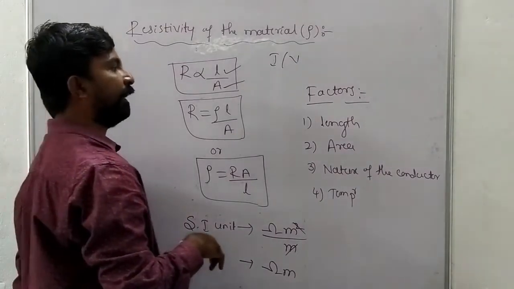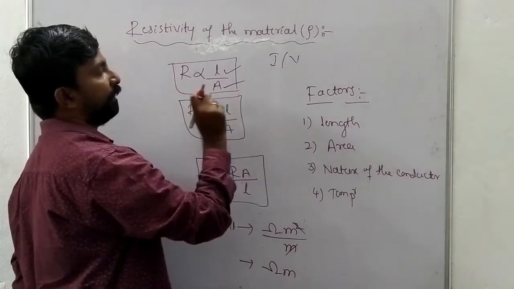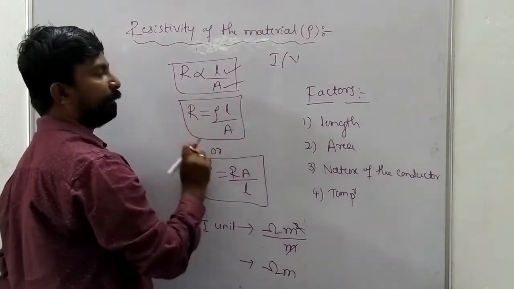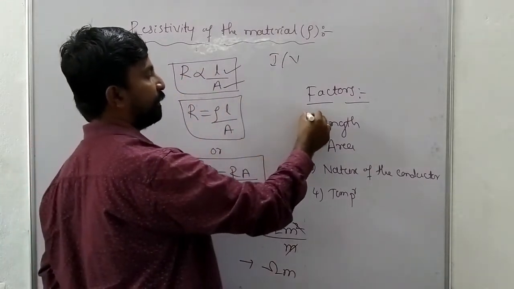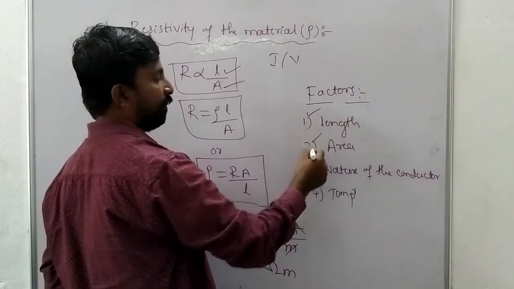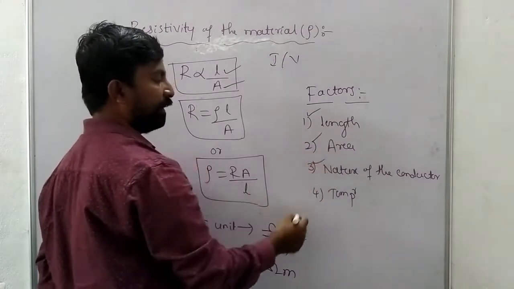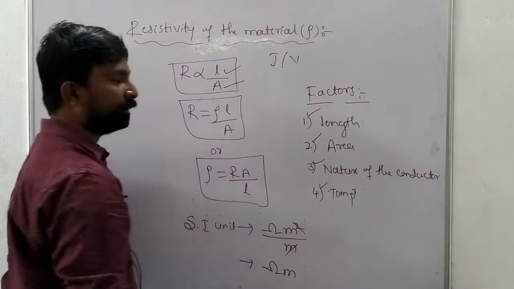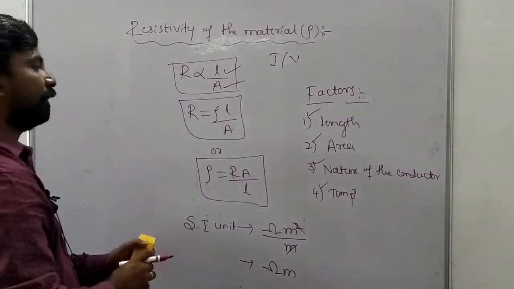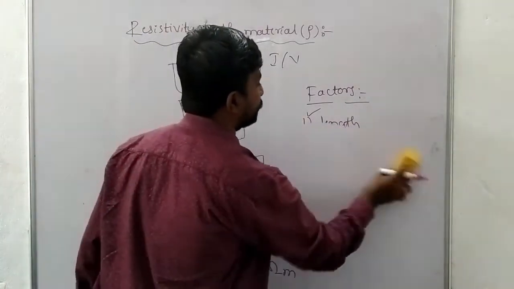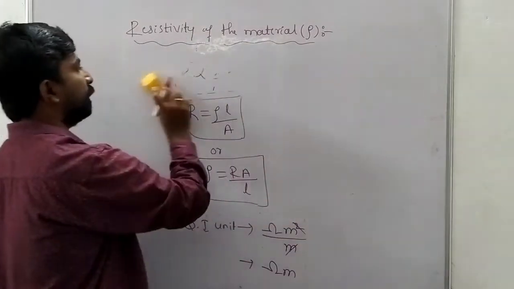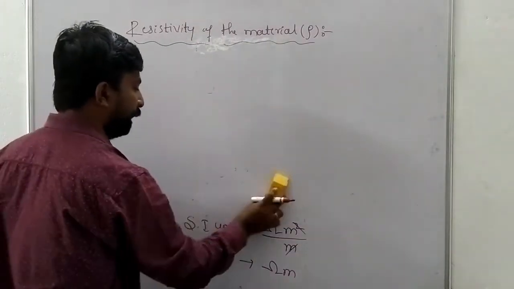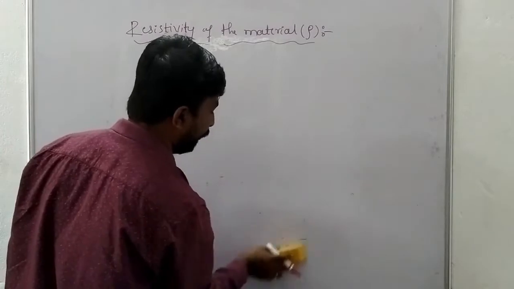Once again, under what factors does resistance depend? One by one, it depends on the length of the conductor, cross-sectional area of the conductor, nature of the conductor and the temperature, isn't it? Next concept is conductivity and current density.